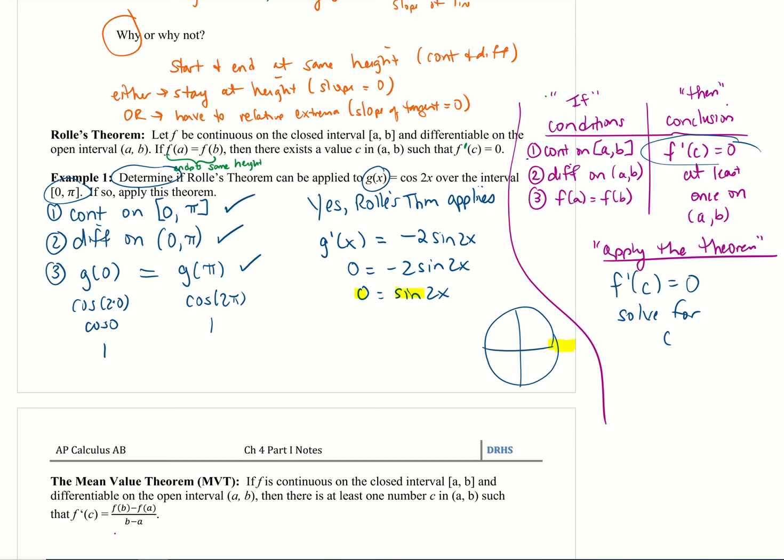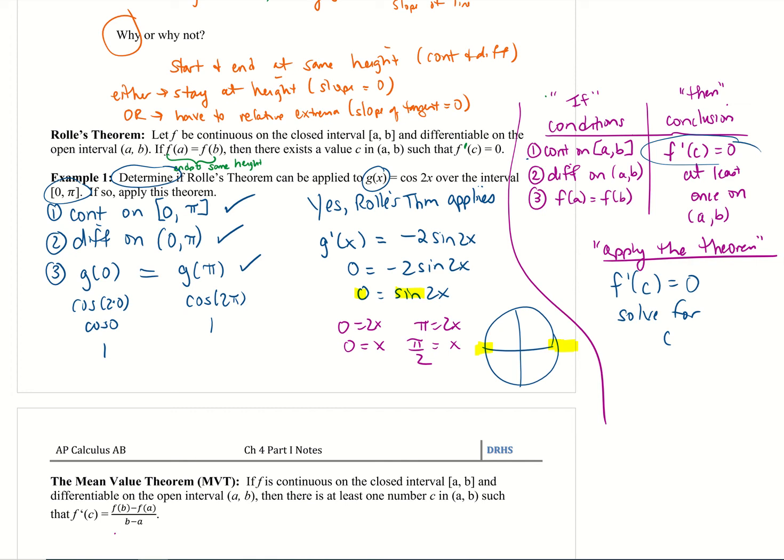What angles? Well, that's at a height of 0, which is going to happen at the angle of 0 and of pi. I'm just going to set 2x equal to both of those angles and then divide. So x is 0 and x is pi over 2. These are my two places where I could have a derivative equal to 0.